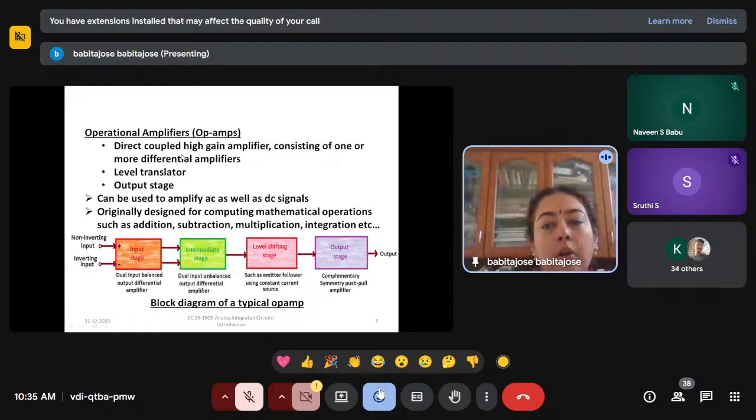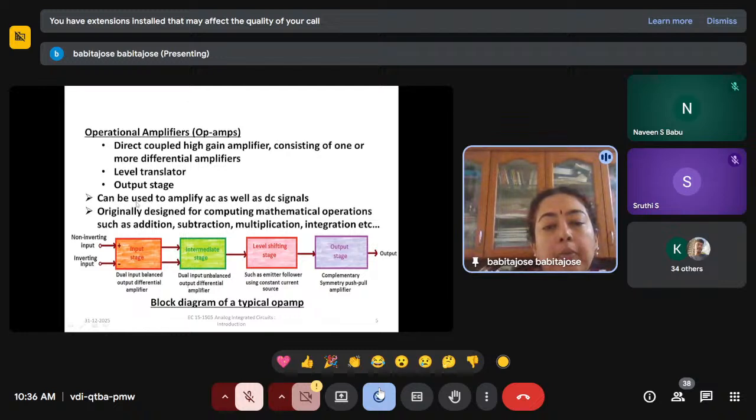So that's why it is called consisting of one or more differential amplifiers. It's a direct coupled or DC coupled high gain amplifier consisting of one or more differential amplifiers. Then the next stage is a level shifting stage or a level translator. So we'll see what is the purpose of this level shifting stage, followed by an output stage. So the last stage is a complementary symmetry push-pull amplifier or an output stage.